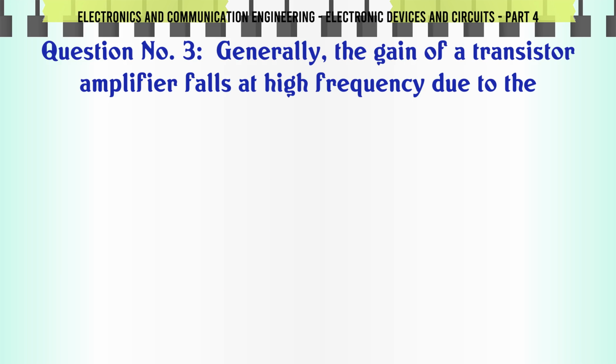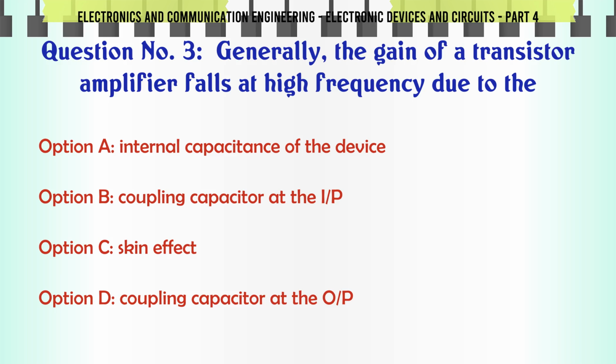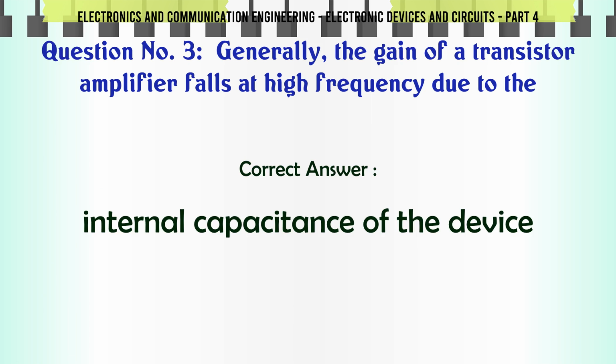Generally, the gain of a transistor amplifier falls at high frequency due to the: A. Internal capacitance of the device, B. Coupling capacitor at the input, C. Skin effect, D. Coupling capacitor at the output. The correct answer is internal capacitance of the device.